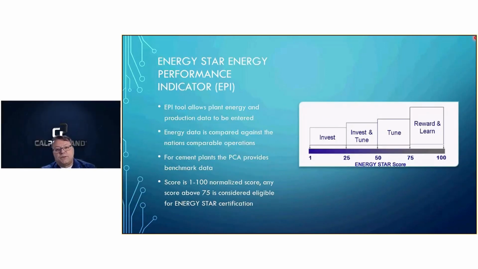The EPI tool, here's just a repeat. It's a 0 to 100 score, and right there it tells us if you're 0 to 25, that means maybe you should invest in your energy program. 25 to 50, you should be investing in tuning up your process. 50 to 75, more tuning, trying to get better and better energy efficiency. And above 75, reward and learn and try to keep improving your score. Because remember, 75 is when we can be a certified plant.